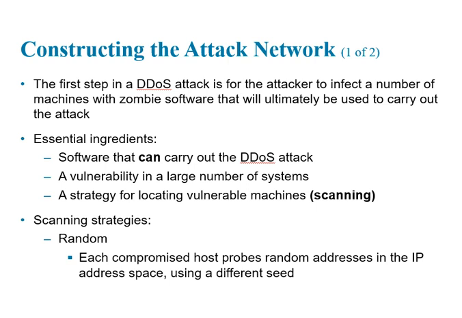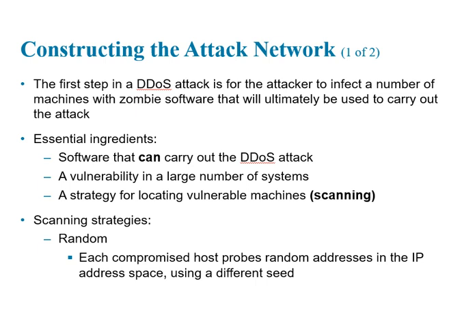Now we look into constructing the network attack. The first step in a DDoS attack is for the attacker to infect a number of machines with zombie software that will ultimately be used to carry out the attack. As discussed earlier, DDoS requires a number of infected machines, so that those machines can become the zombies and the slaves. Then they use those slave resources to attack the target victims.